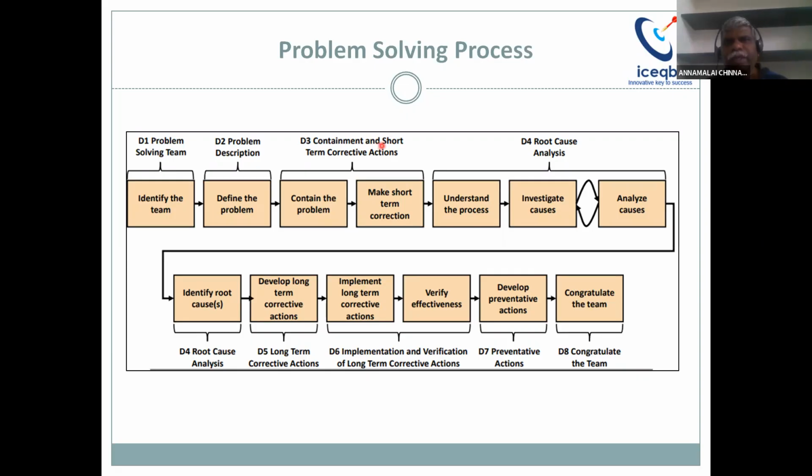Then you will have to go for the corrective action or the containment action. So what are the actions you will have to take immediately so that in the short term the problem can be solved. Then you'll have to do the root cause analysis to find out what the root causes for the problem are. Then once the root causes have been identified, you'll have to again brainstorm and find what long-term corrective actions you can take. Then you implement and verify those. Then if those corrective actions are effective, how can that be communicated to the other machines or the other branches or other locations so that they can implement those actions even before the problem occurs in their place, and then congratulate the team and close the particular problem.